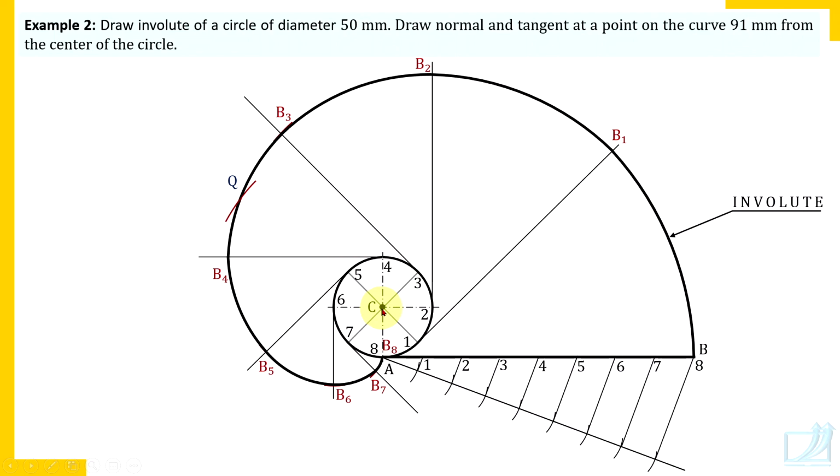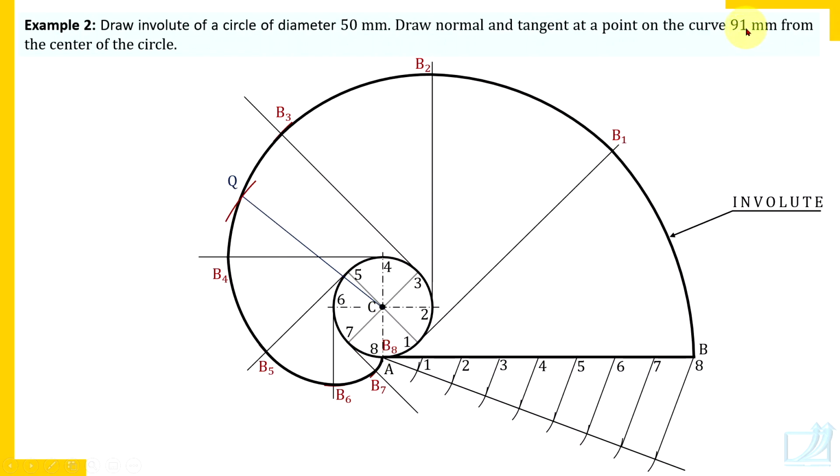Now, wherever that point, procedure remains the same. What is that? The point where you want to draw normal and tangent, join that point with the center. So, here we have joined point Q with the center. What is the length QC? 91 mm. Now, get midpoint of that line. I want to tell you something important, and that is why I have taken this length 91 mm. Now, you want to know midpoint. Where is midpoint of line CQ?